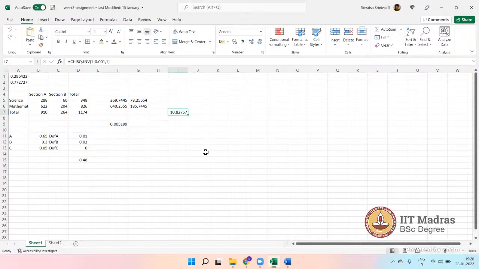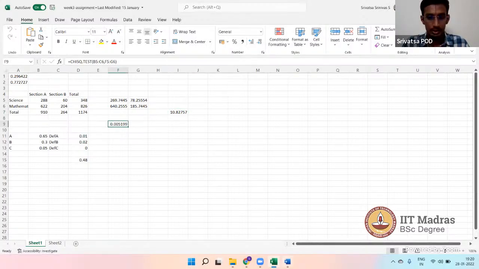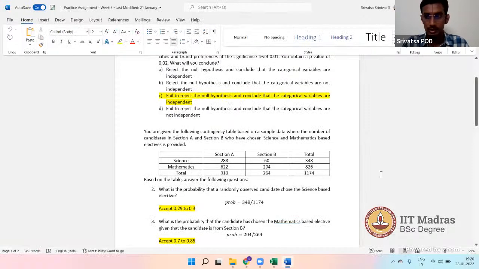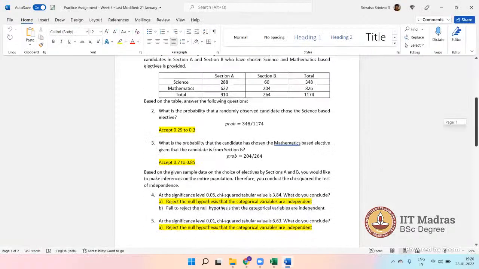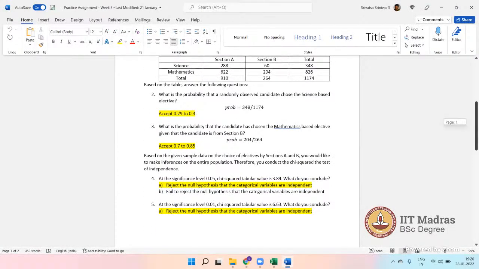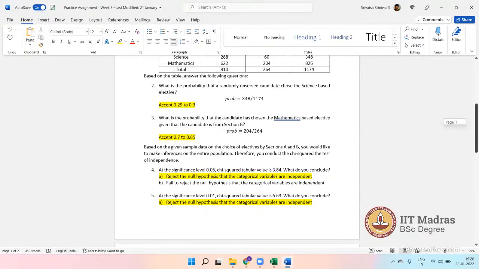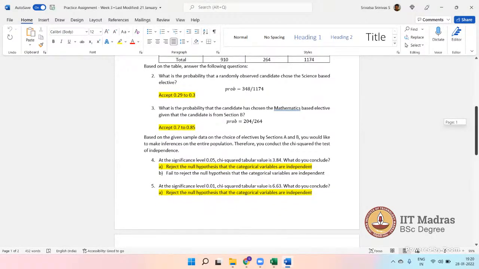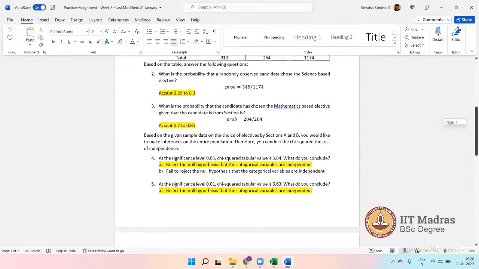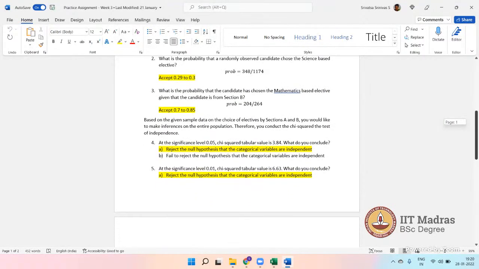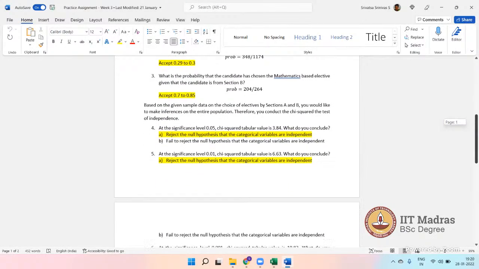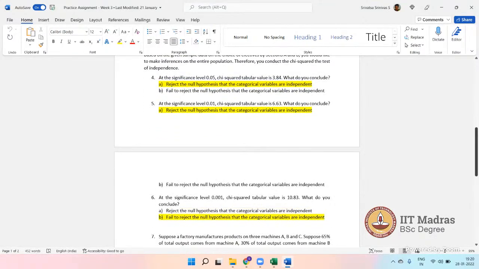Fantastic. Then for this table, you have calculated a chi-square. So that given value is our threshold. If it is below, you do not reject the null. If it's above, you reject the null. So that is how you determine.